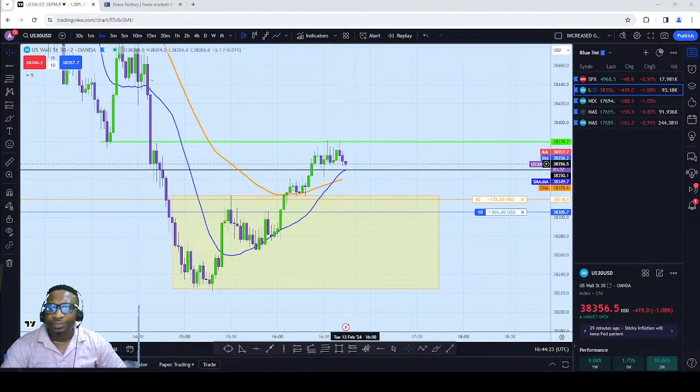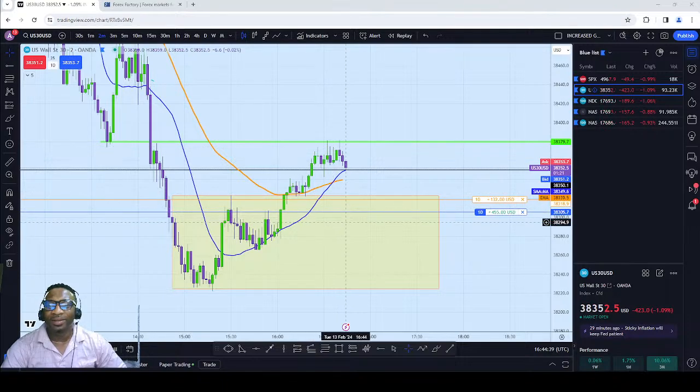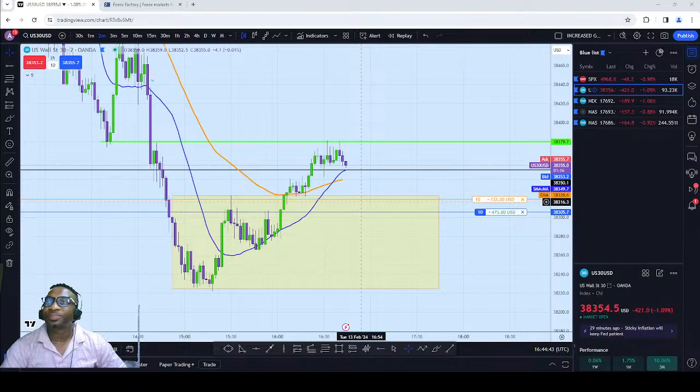Holding at this level, I might just take my profit if it decides to push any further, because US 30 sometimes can go up and then come all the way back and grab everything off you. So we know its tricks.